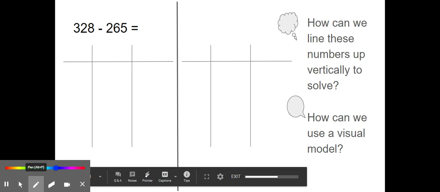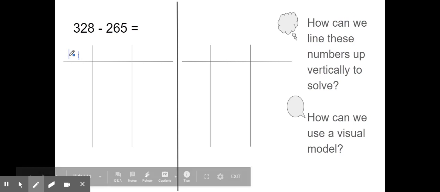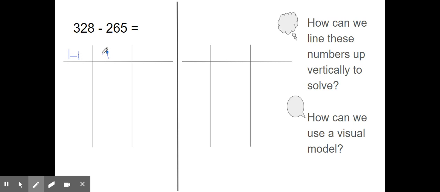328 minus 265. This time, let's start with a place value chart first. You can do it on your paper while we do it together here. 328. How many hundreds are there? 3. So let's draw 3 hundreds. 328 has 2 tens and 8 ones. Should we also model 265? No, we shouldn't. We're taking away 265, so we don't need to model it.